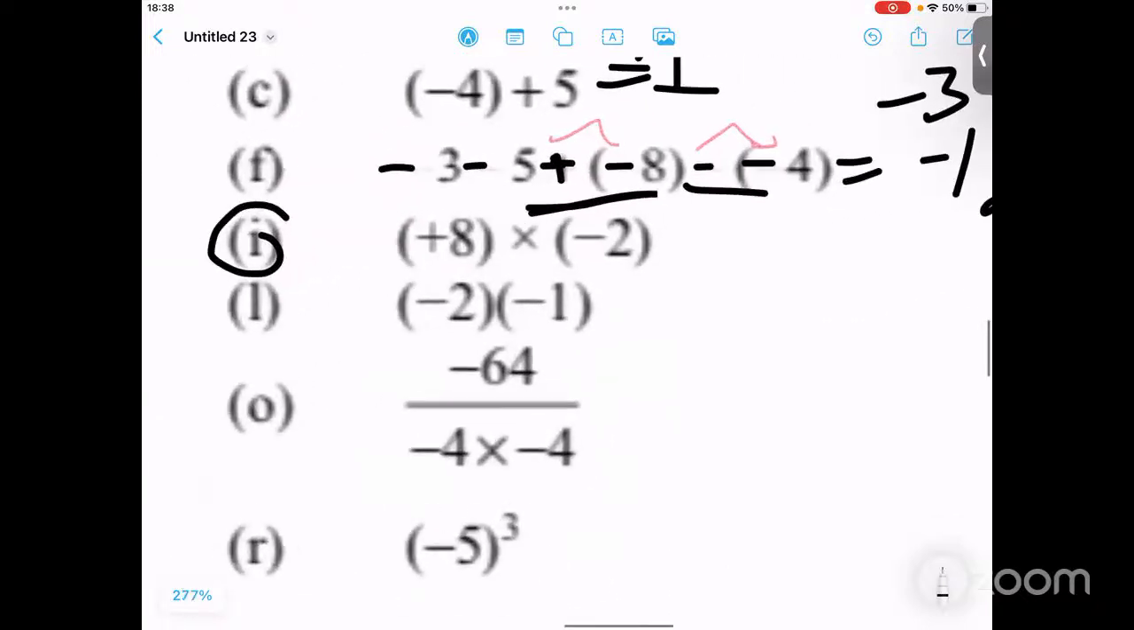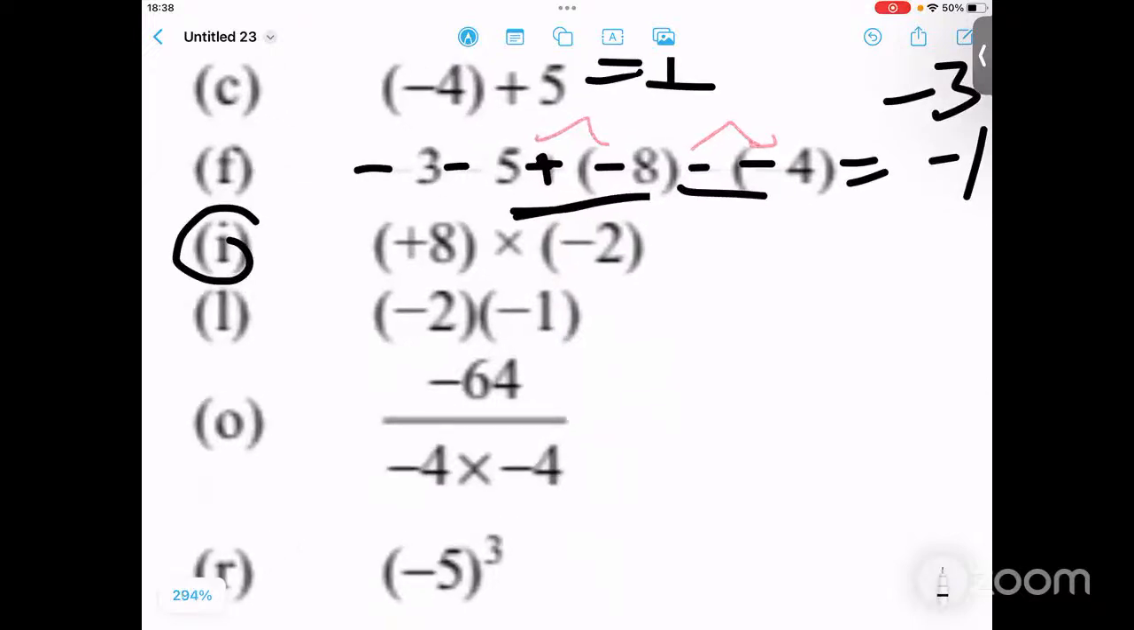Okay, cool. Let's do I. How are we going to answer I? I'm going to start by removing the brackets, which gives me +8 multiplied by -2. I started by removing the brackets and I said +8 multiplied by -2. It's going to give me -16.